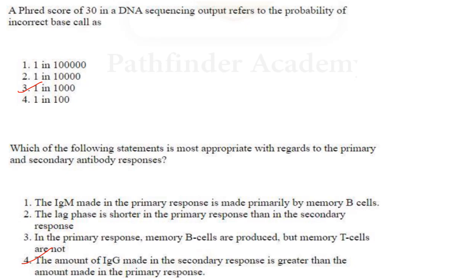In the primary response, memory B cells are produced but memory T cells are not. In primary response, both memory T cells and B cells are produced. Then next one. The amount of IgG made in the secondary response is greater than the amount made in the primary response. That is correct. So the answer here is option 4.